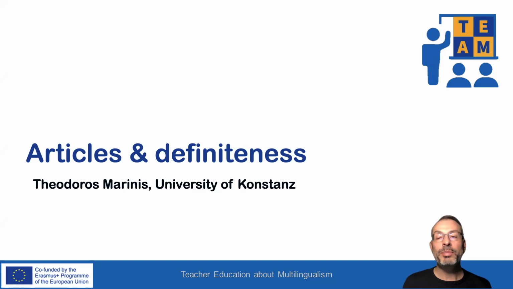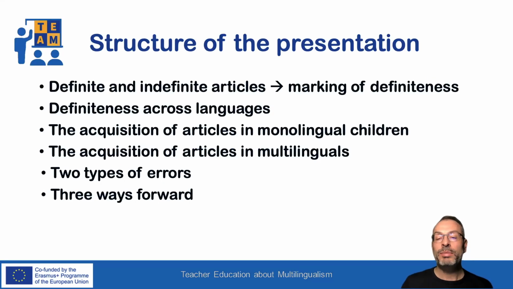In this short clip, I will present you information about how multilinguals acquire articles and definiteness. I will start by presenting what definite and indefinite articles express and how definiteness is encoded across languages. Then I will present to you how articles are acquired in monolingual and multilingual groups. Finally, I will discuss typical errors in multilingual groups to prepare you about what you can expect, depending on the multilingual groups you teach, as well as possible solutions.